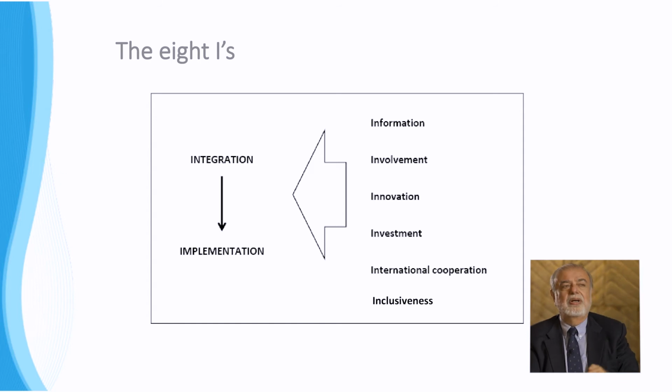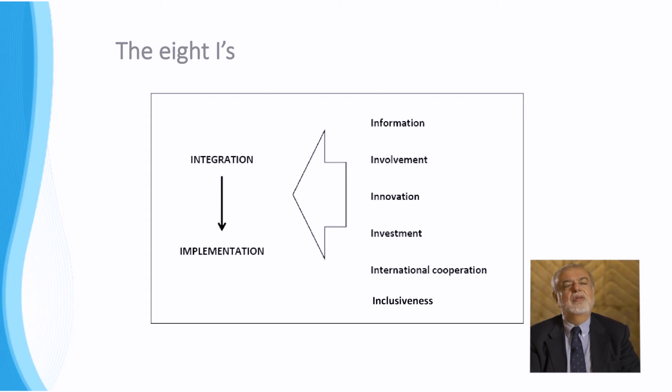This requires, I put eight I's there, the two, integration and implementation. But I need information. I need the involvement of people. I need to benefit from innovation. I need to not discover the wheel again, but use international cooperation for that. And I have to be open and inclusive to everybody and understand their position and their interest.